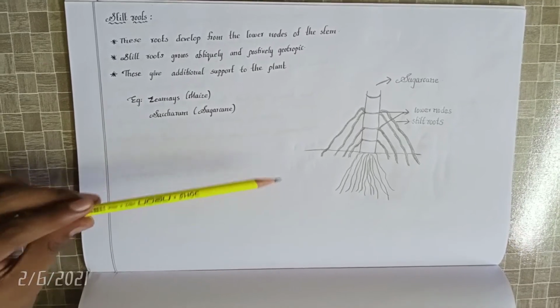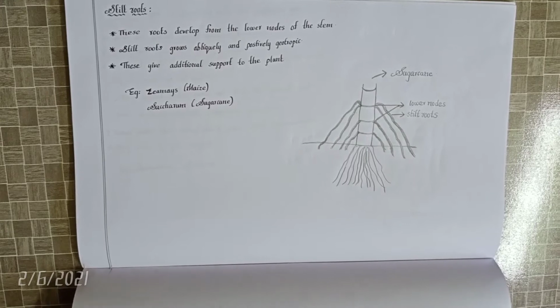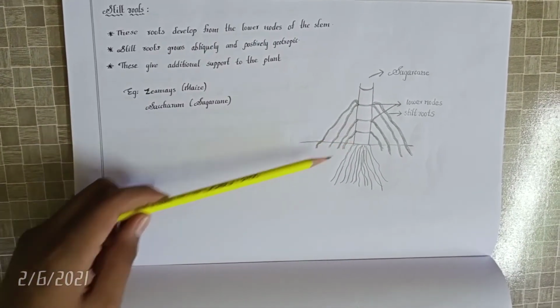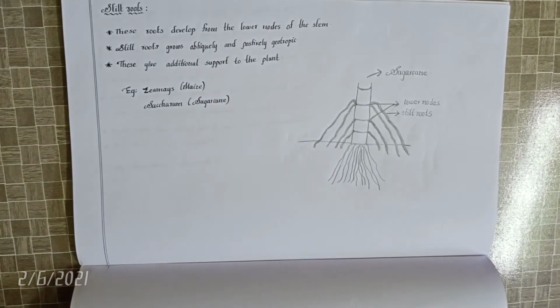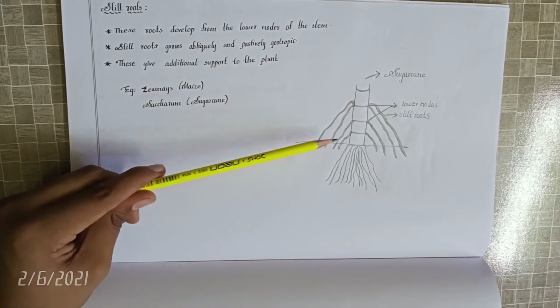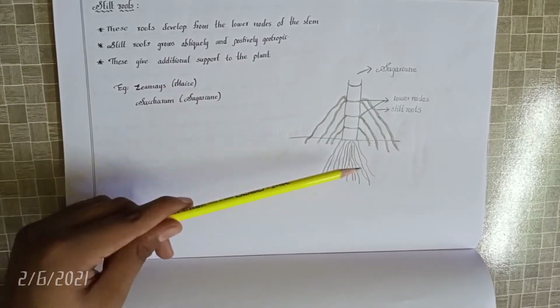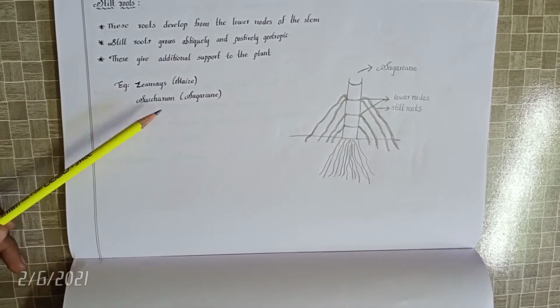Positively geotropic, in the same way we discussed in the previous root type, that is prop roots or pillar roots. They grow positively geotropic towards the soil, and there they give mechanical support. From here, the stilt roots will give additional support to the plant. And what are the examples of these stilt roots?